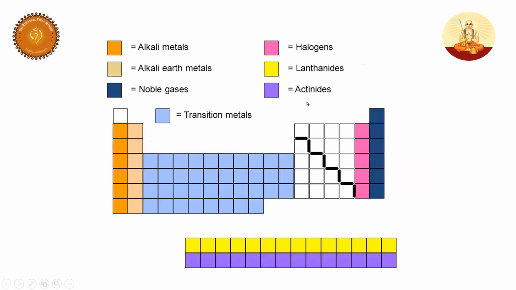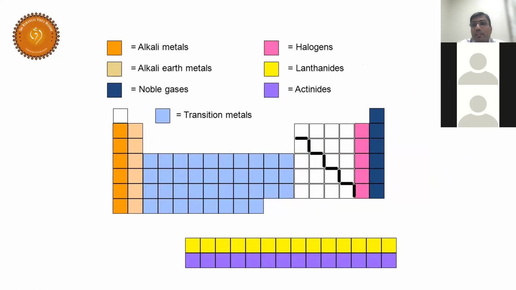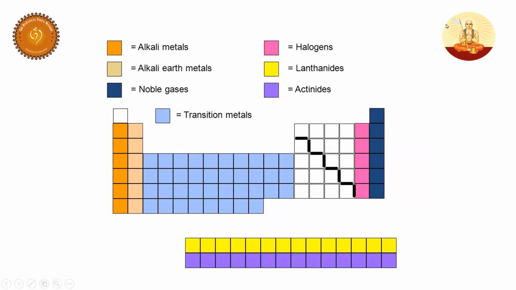Let's have a look at the basic structure again. S block elements and P block elements together are called what? Can anybody answer? What are they together called? They are called representative elements. So S block elements and P block elements together are called representative elements. It was asked in a competitive examination earlier.